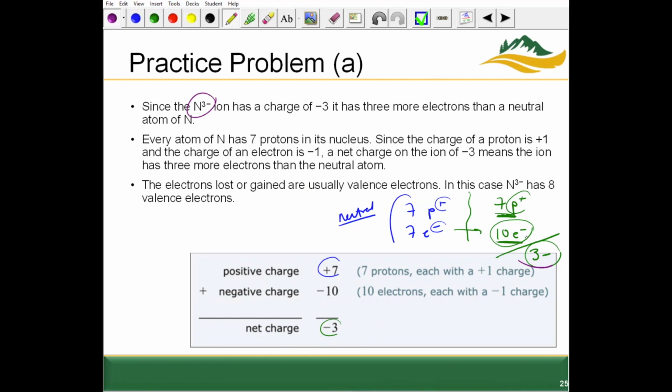It had to gain 3 additional electrons from its neutral atom that had 7 electrons and 7 protons. Nitride now has 7 protons and 10 electrons.